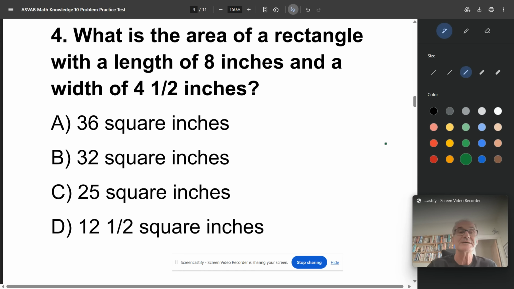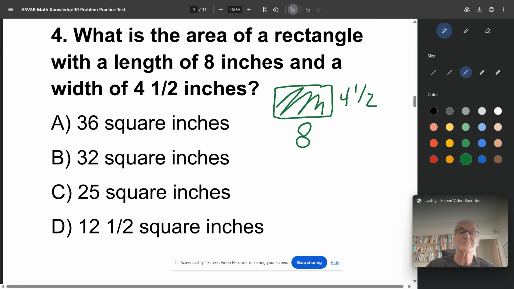All right, what is the area of a rectangle that has a length of 8 and a height of 4.5? Well, area is everything inside, so I multiply. A couple ways to do this. If I want to do it quickly in my head, I could just do 8 times 4 to get 32.